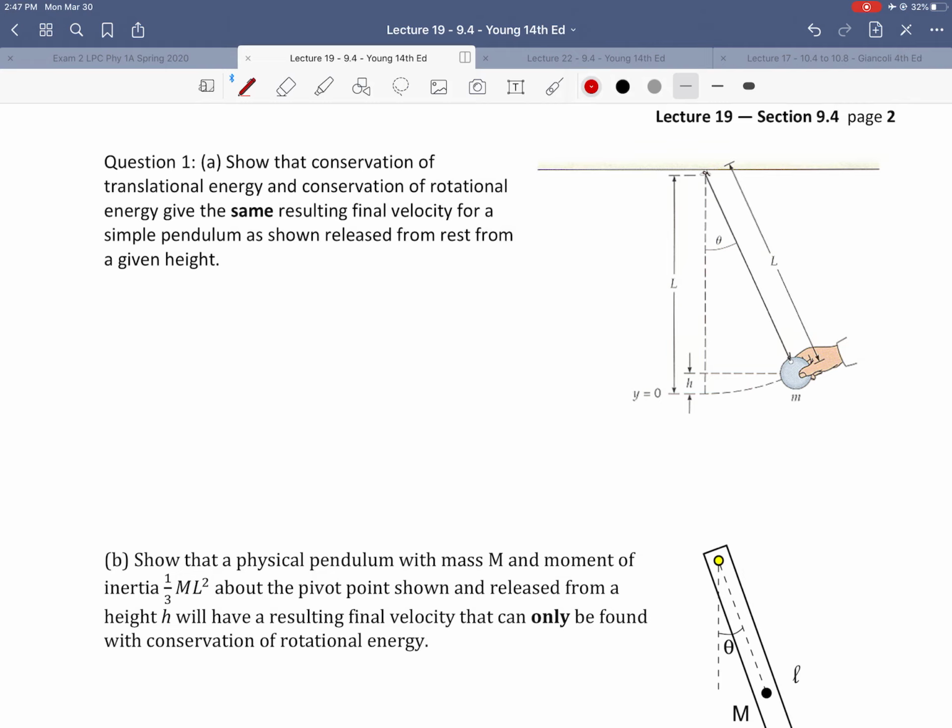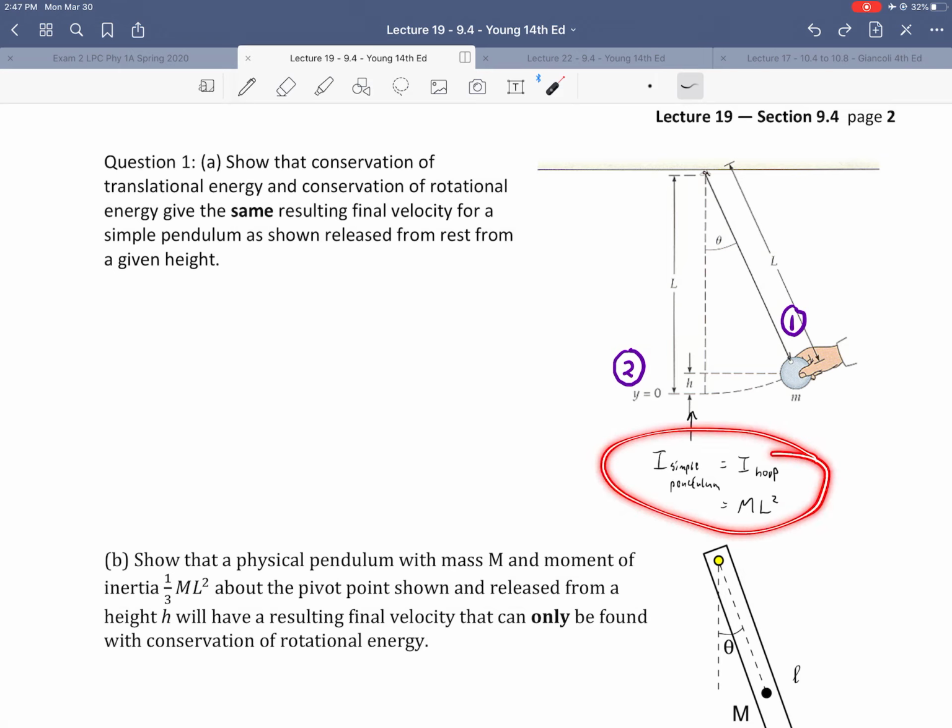So let's read part A. We want to show that conservation of translational energy and conservation of rotational energy give the same results, or at least the same resulting final velocity, for a simple pendulum as shown, released from rest from a given height. All right, so let's define our system. Since we're going to use energy, this is our point 1 and our point 2.